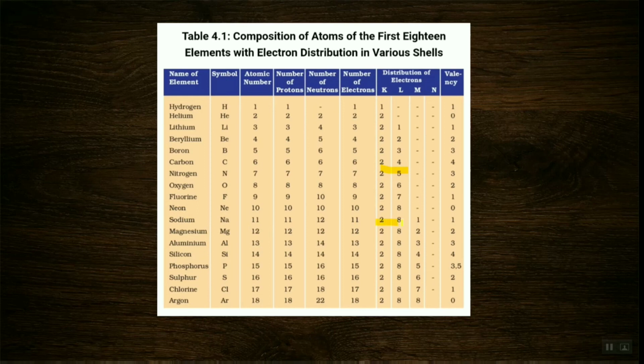In the case of sodium, 2, 8, 1. In the case of chlorine, 2, 8, 7. In argon, 2, 8, 8. In this way you can work out all the examples.